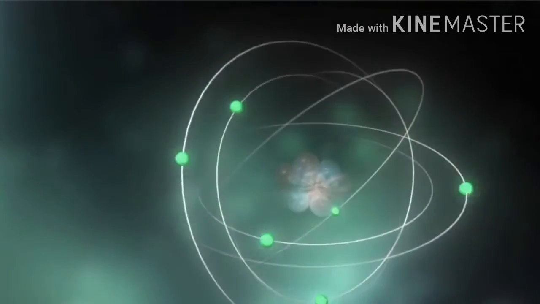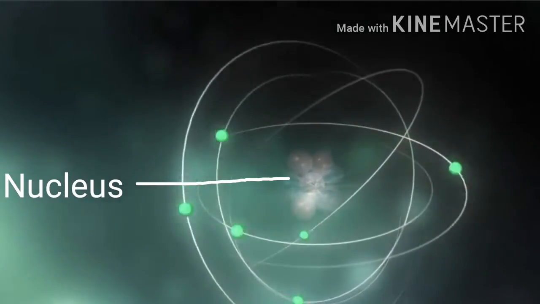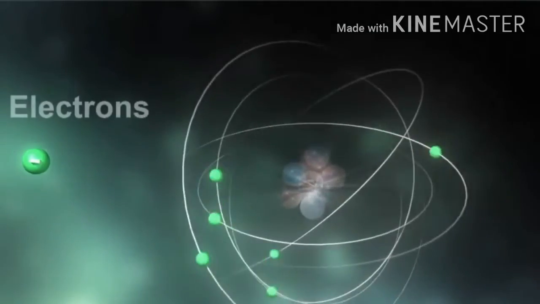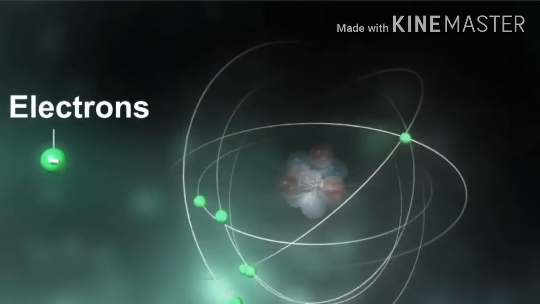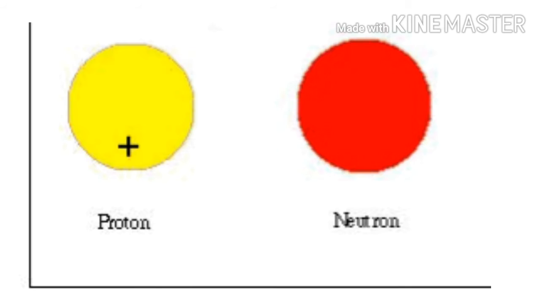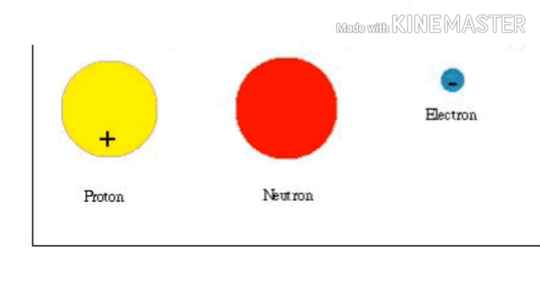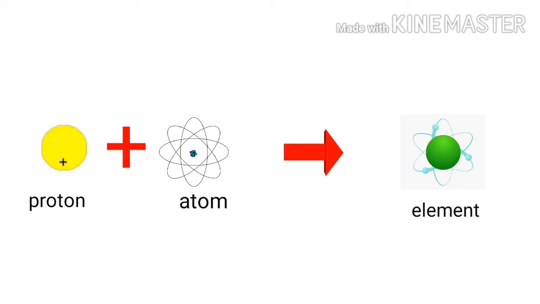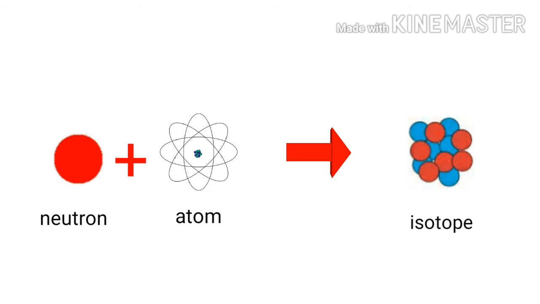Protons and neutrons reside in the center of an atom called the nucleus, while electrons orbit around the nucleus in circular orbits. Protons and neutrons are approximately the same mass. However, one proton is 1835 times heavier than an electron. Remember that adding a proton to an atom makes a new element, while adding a neutron makes an isotope, or heavy version of that atom.